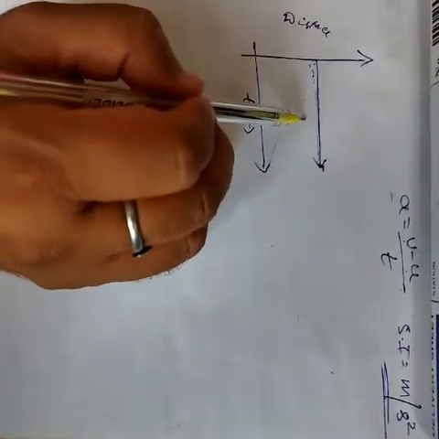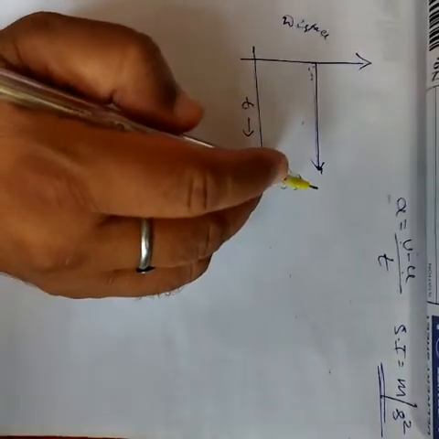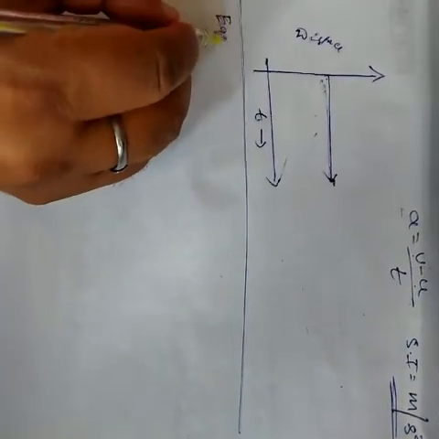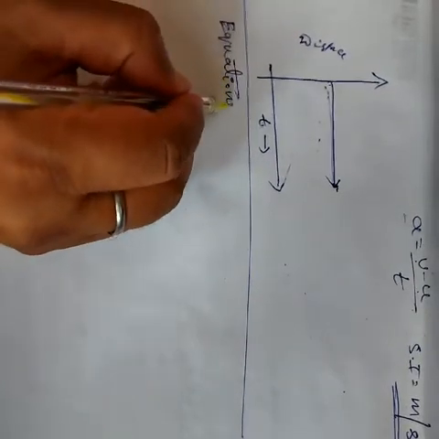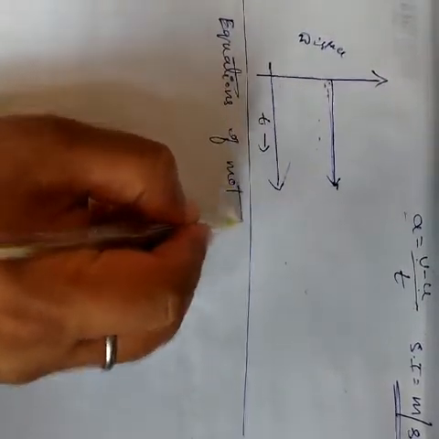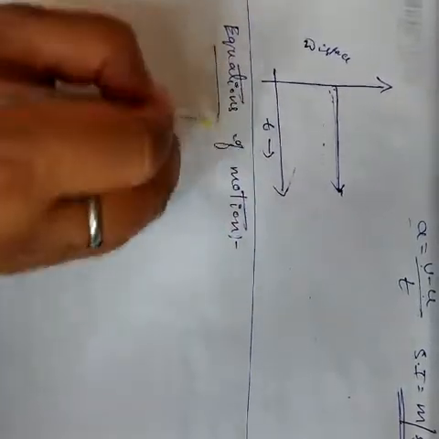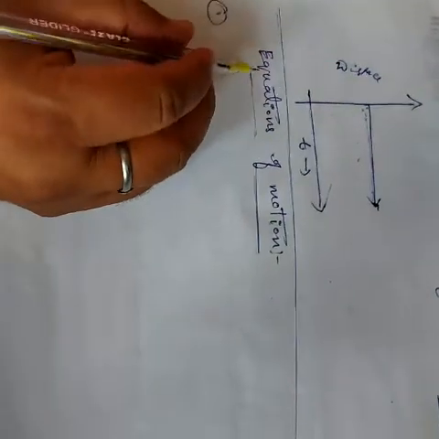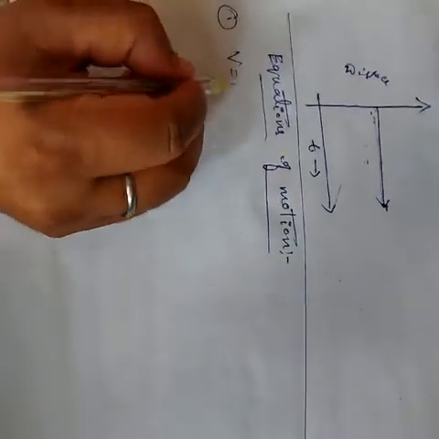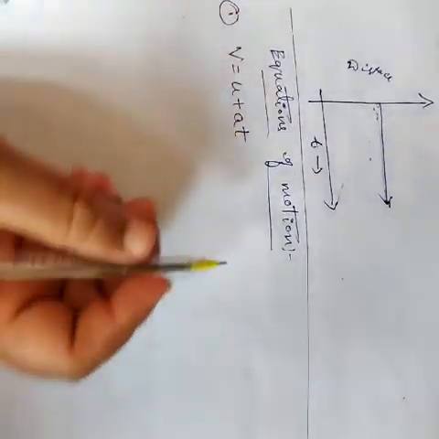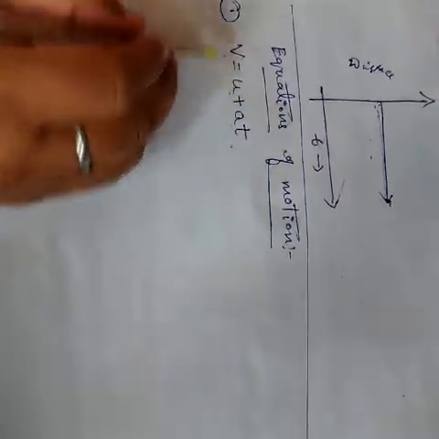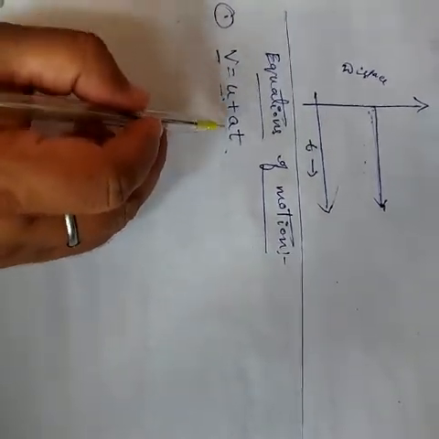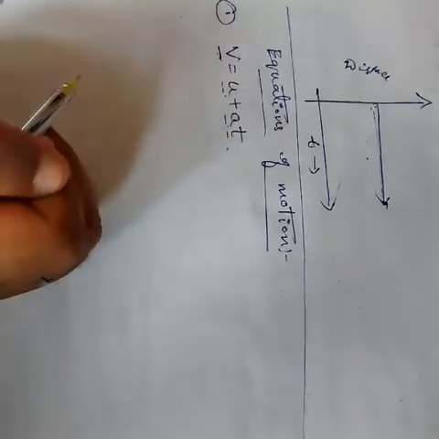Today we discuss equations of motion. There are three main equations of motion. They are very important, as they help to do the numericals. The first is v is equal to u plus at. This is the first equation, where v means final velocity, u means initial velocity, a means acceleration, and t means time.